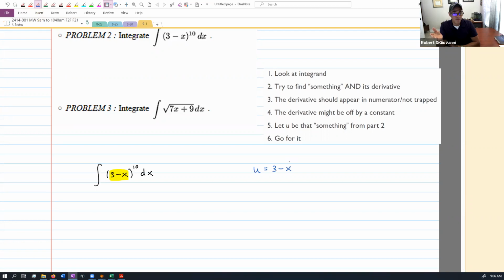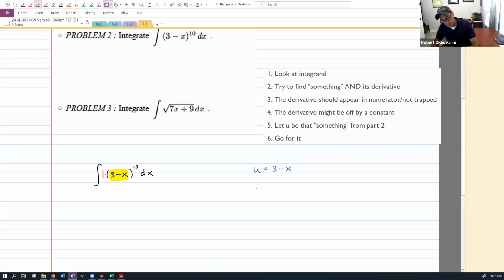The derivative is -1. So the question is, do you see that derivative? Do you see -1? Well, yes and no, I guess. Does everyone agree that there is a 1 out here? There's a 1 in front of everything, right? So there's a 1 out here. The derivative of this is -1. So wouldn't that be off by a constant then? This 1 is off by a constant because the derivative of that is -1. So it's okay, we can make this substitution.